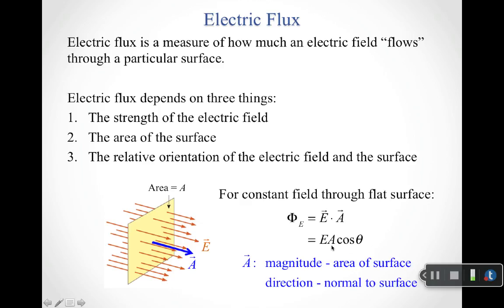The other way that we can do it is, again, the magnitude of the electric field times the magnitude of the area times the cosine of the angle between them. And you'll notice that these three things happen to be exactly the three parameters we were talking about before: the strength of the electric field, the area of the surface that the electric field is piercing, and then cosine theta gives me some indication of the relative orientation between those two vectors. Theta here is very clearly defined to be the relative angle between the area vector and the electric field vector. So this is for a constant field through a flat surface, which means we're talking about a special case here.